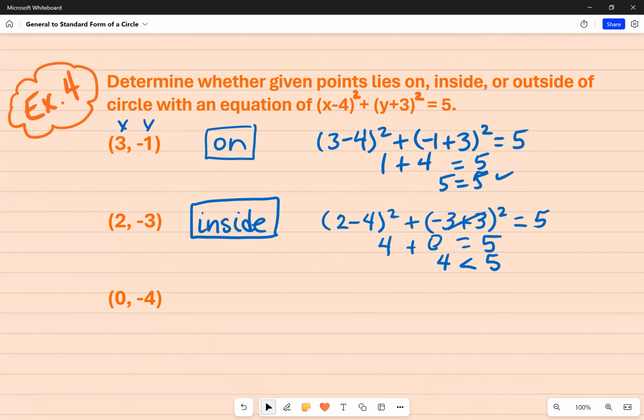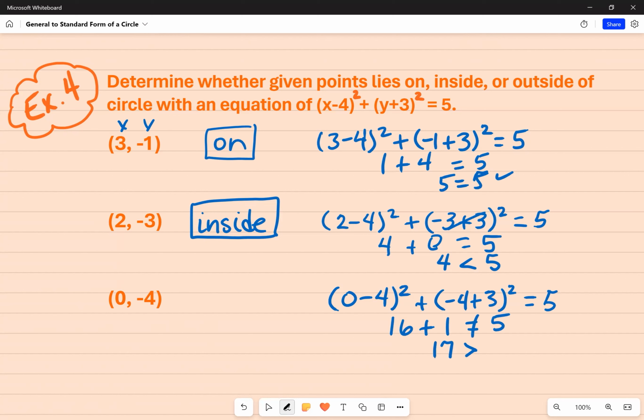And then the last one, I'm going to substitute in the values for x, so x minus the h that's given plus y minus the k that's given, and that squared equals 5. Now once I simplify this, I see negative 4 squared is really 16. Negative 1 plus negative 1 squared is positive 1. And I can clearly see that 17 is greater than 5. On that one, since 17 is greater than 5, I know that that answer is going to be outside of my circle. So now I'm going to use Desmos to verify this.